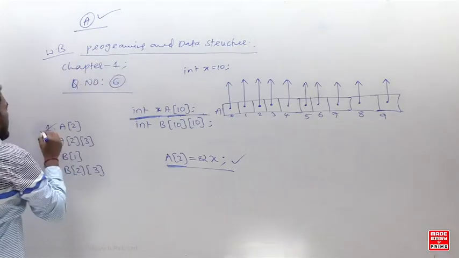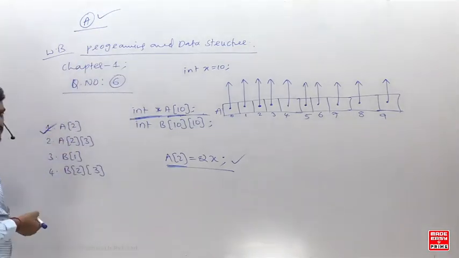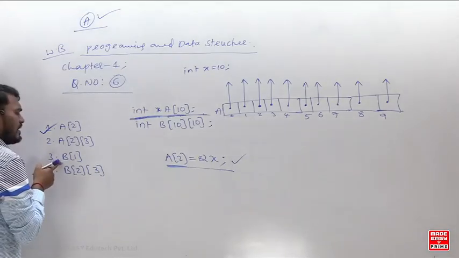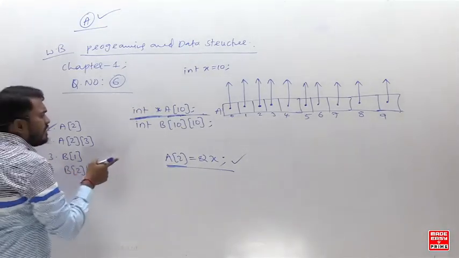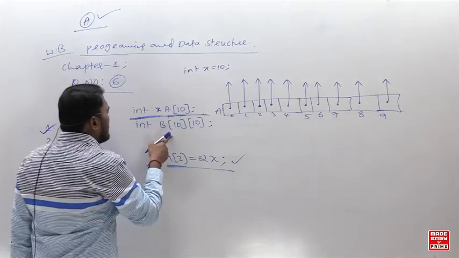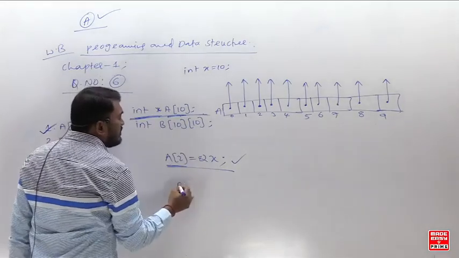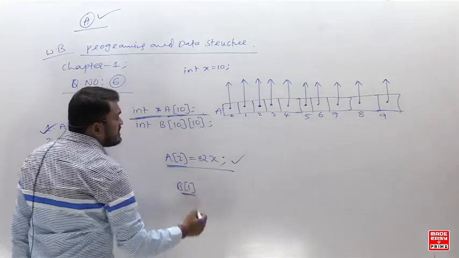Now look here, number 1 is definitely allowed. Now tell me, number 3: is it allowed or not allowed? Number 3, b of 1. When you declare a two-dimensional array like this, integer b of 10 10, I told very clearly, b of 1 will contain what? Constant base address.